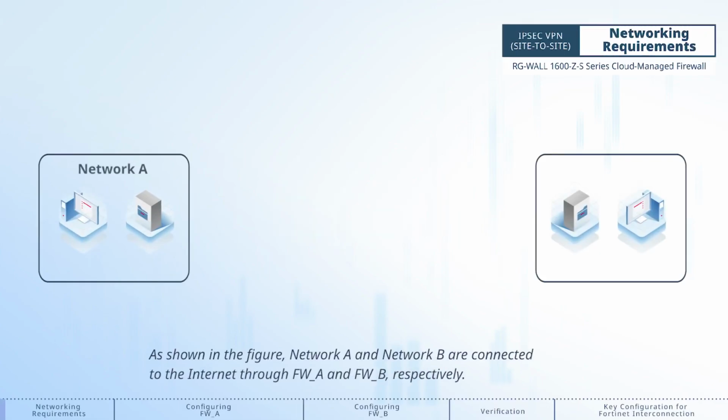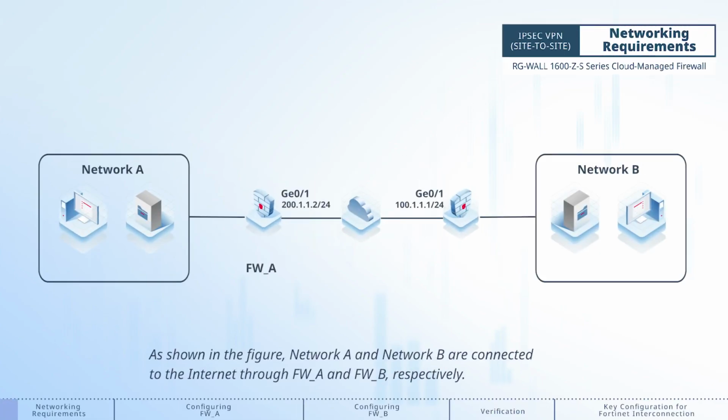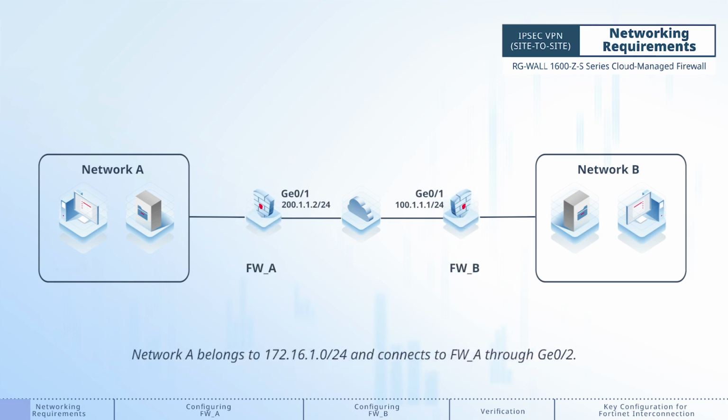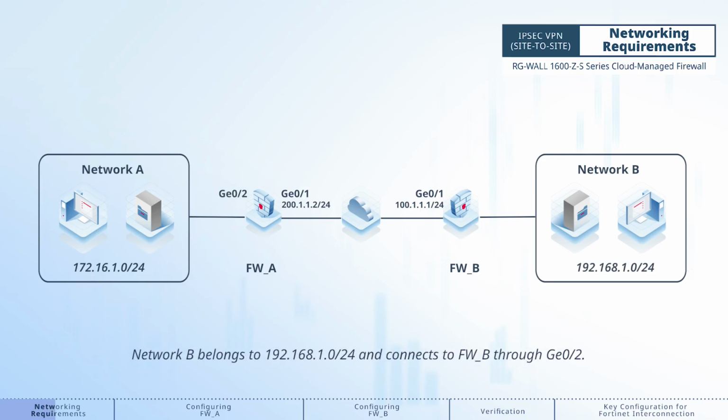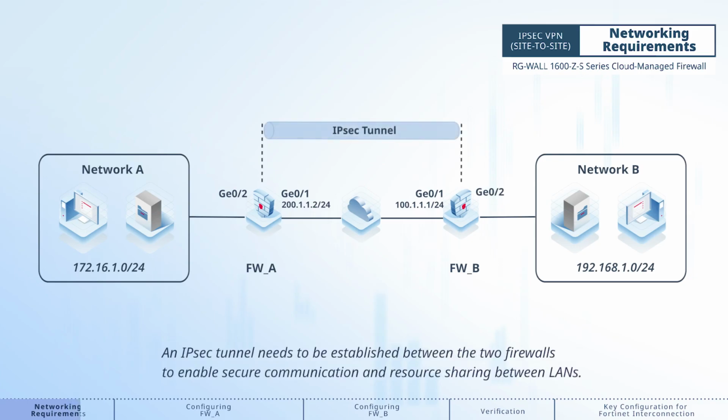As shown in the figure, Network A and Network B are connected to the Internet through Firewall A and Firewall B, respectively. Network A belongs to 172.16.1.0 and connects to Firewall A through GU02. Network B belongs to 192.168.1.0 and connects to Firewall B through GU02. An IPsec tunnel needs to be established between the two firewalls to enable secure communication and resource sharing between LANs.